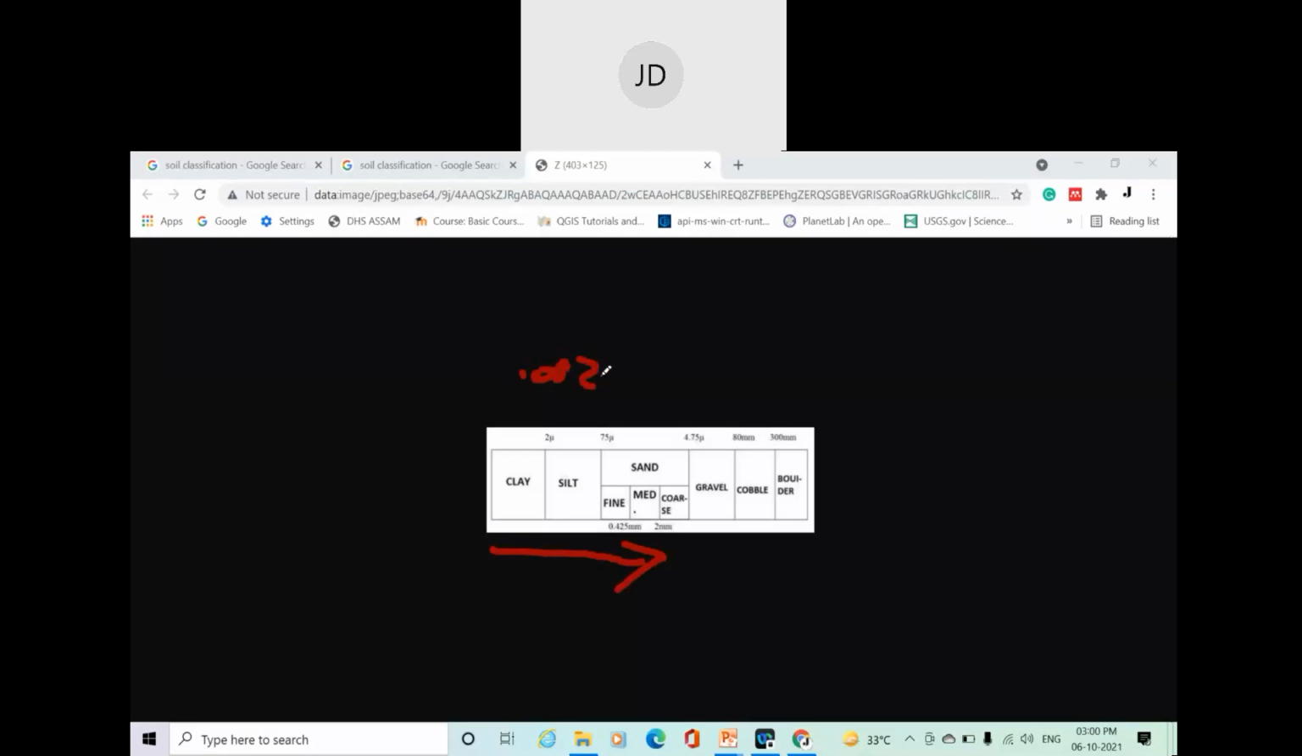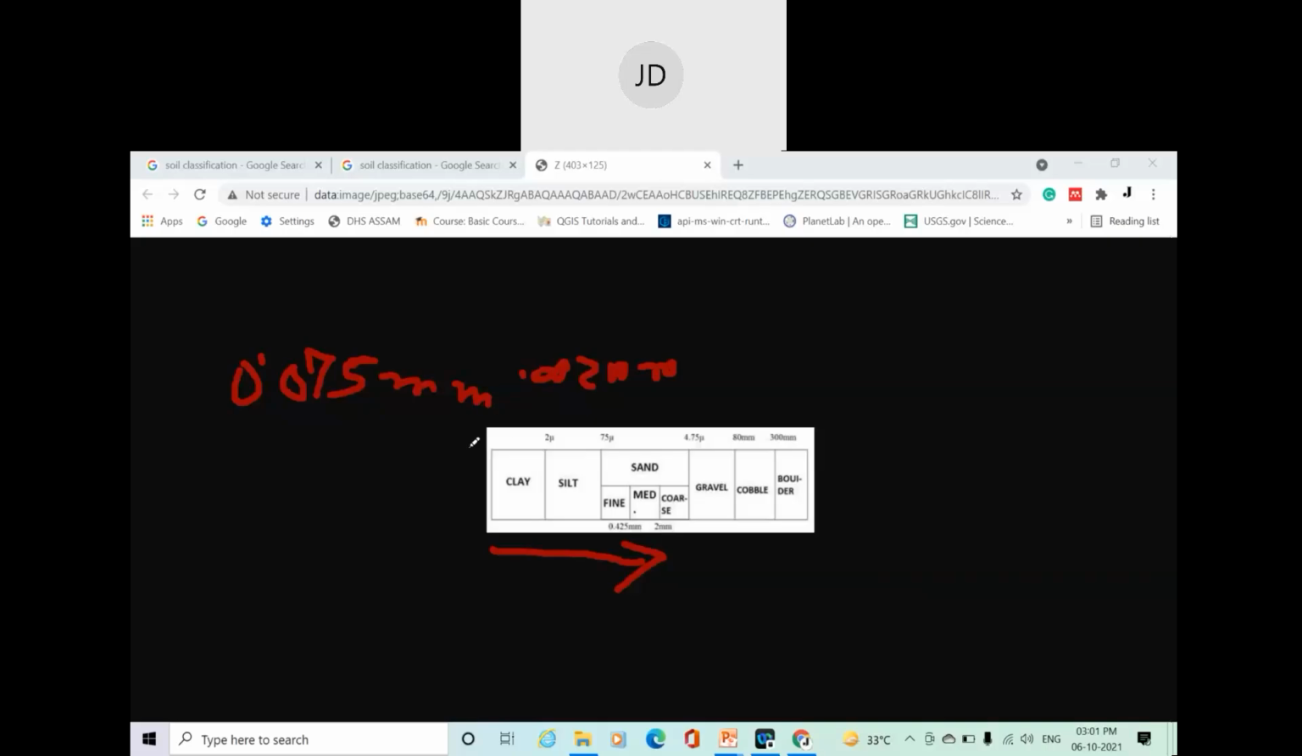0.002 millimeter is your 2 micron. Okay, then what is 75 micron? 75 micron is 0.075 millimeter.